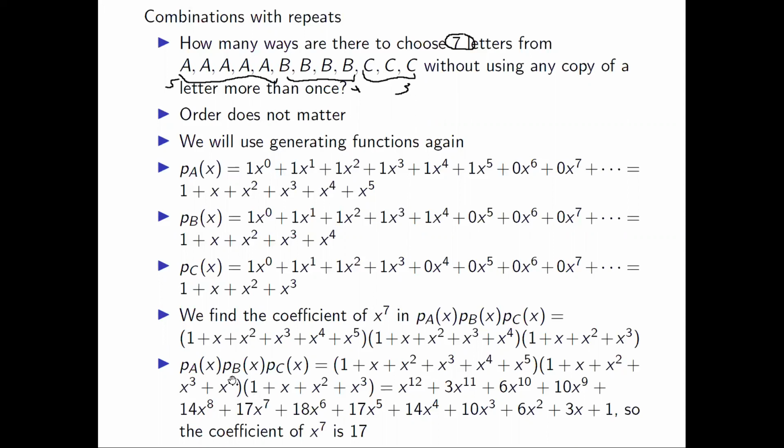And we wanted the coefficient of x to the 7th. I circle it right there. So it's just 17. So instead of doing a brute force solution with a lot of cases, all we have to do is just multiply a few polynomials together and look at a coefficient. So this saves us a lot of time compared to our other method that we had for solving this.